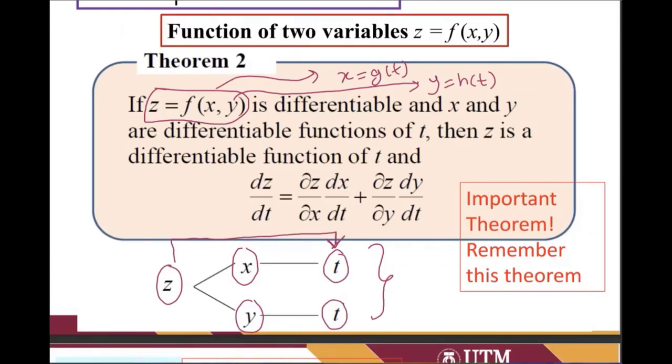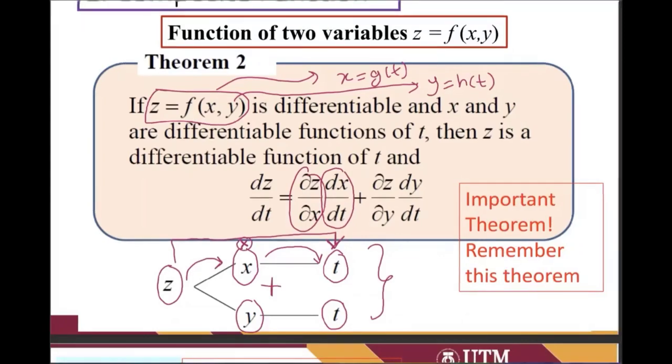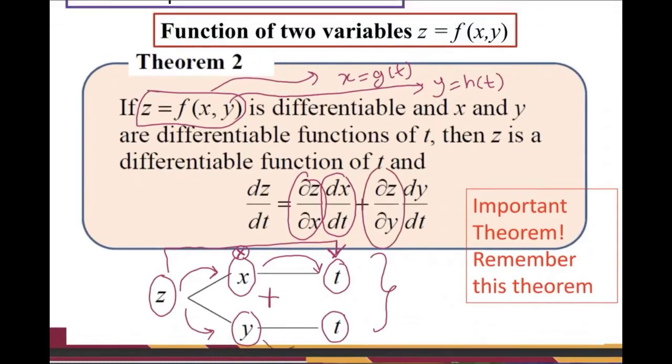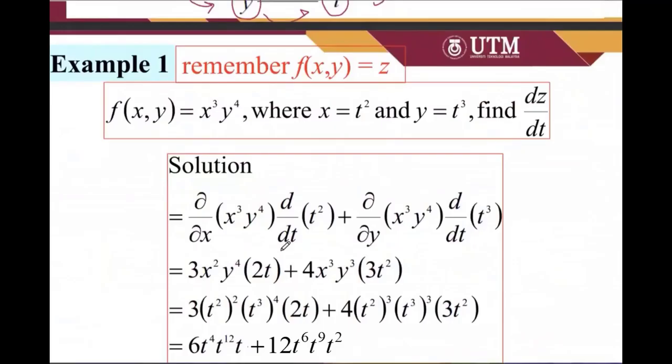So you think what you can do is first differentiate z with respect to x. So you get del z del x. Next, differentiate x with respect to t, dx dt. Why d? Because x only has one variable, which is t. So dx dt. So this one multiply. Next, plus. So you plus here. And then differentiate z with respect to y. So you get del z del y. And then differentiate y with respect to t. So dy dt.